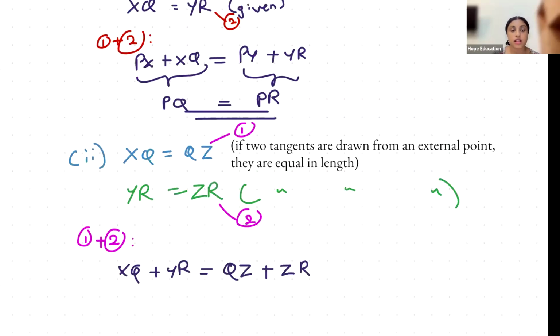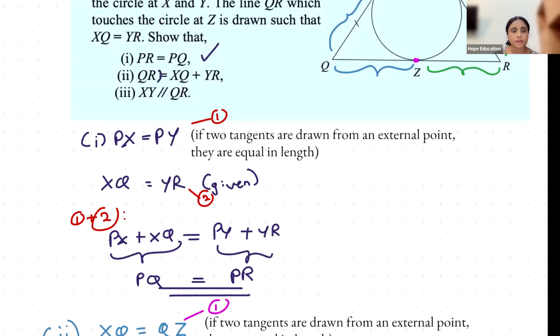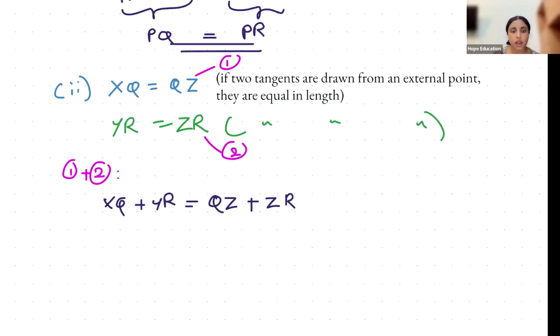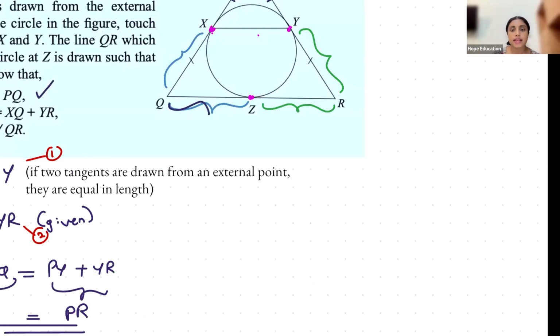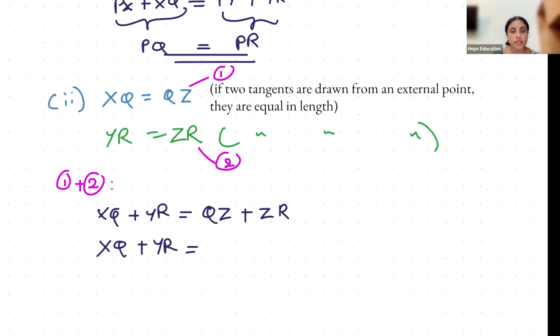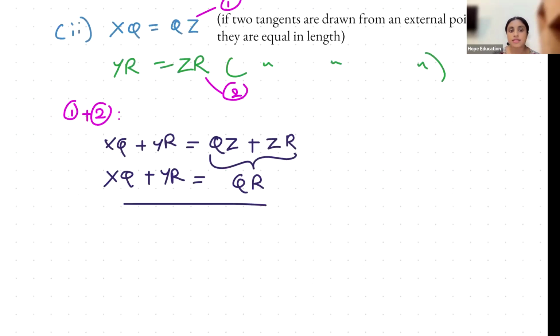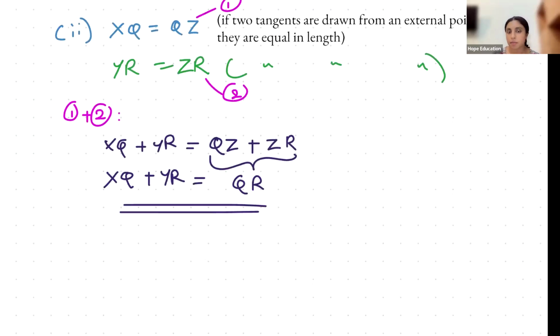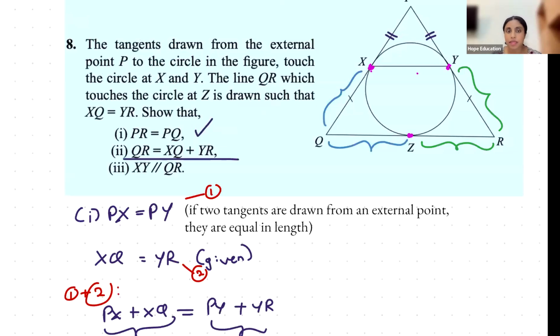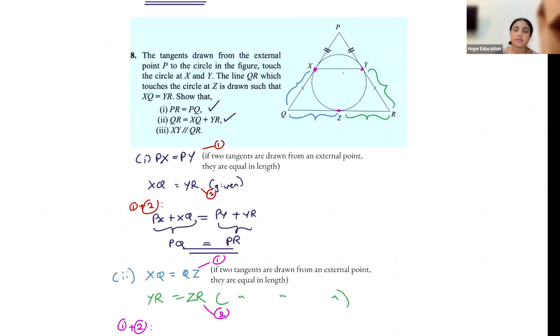Is that what they're asking us to show? Here XQ plus YR, on this side QZ plus ZR. So QZ plus ZR together, that is QR. These two together is QR. So that is what they're asking us to prove. Right? XQ plus YR equals QR. But QR equals XQ plus YR. That's the same thing. Is that clear? Thumbs up. Others?